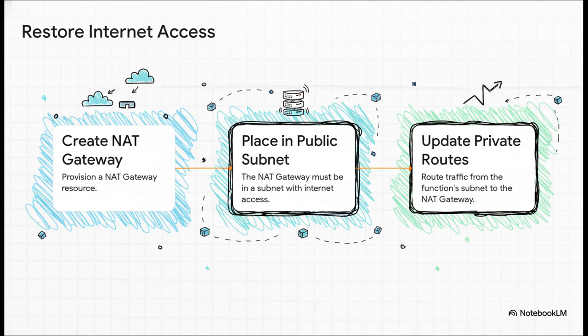Well, there's a standard architectural playbook for this. First, you create what's called a NAT gateway. Think of it as a secure bridge to the internet. Second, you put that gateway in a public subnet inside your VPC. And finally, you just update the route table for your function's private subnet to send all internet traffic to that NAT gateway. And just like that, you're back online.